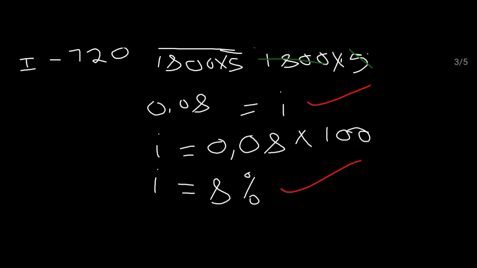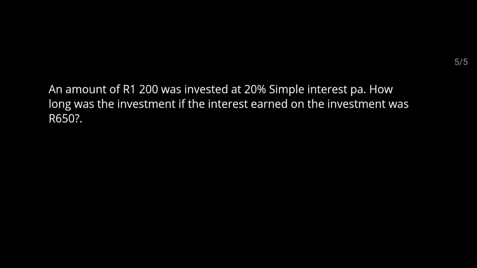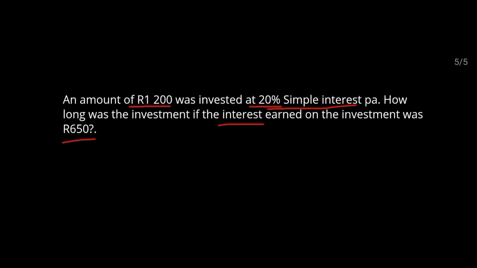An amount of 1,200 was invested at 20% simple interest per annum. How long was the investment if the interest on the investment was 650 Rand? So once again, you lay down your data. 1,200 is obviously our P, because it's our investment.